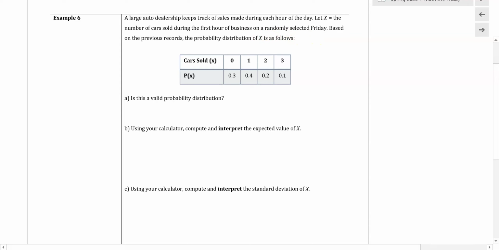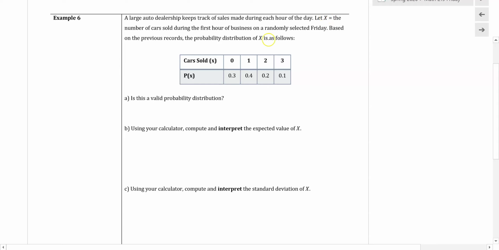Okay, so let's make sure we understand what they're doing. The car dealership is tracking how many cars they sell during every hour of the day. They're collecting data on how many cars they sold. So we're assigning a random variable. Remember, that's just some numerical quantity we want to analyze. In this case, they want to analyze the number of cars sold during the first hour of business on a randomly selected Friday. And so instead of having to write that over and over again, we just call it X. That's the idea with labeling it, so we can be a little lazy and we don't have to write that all out every time.